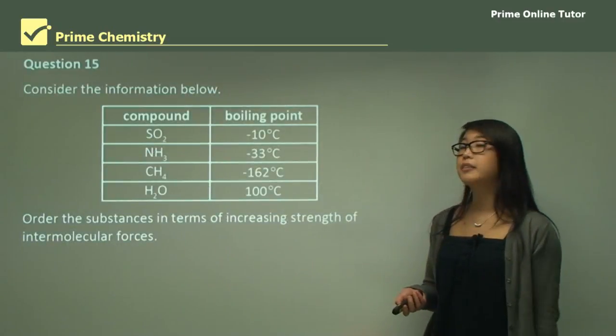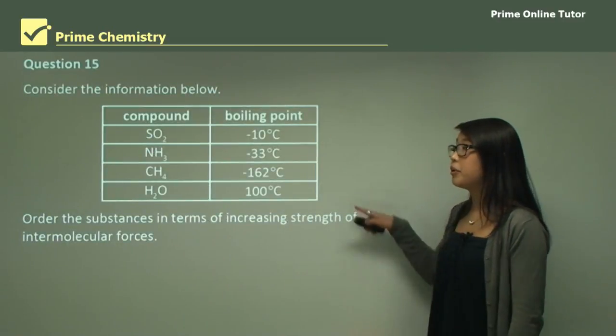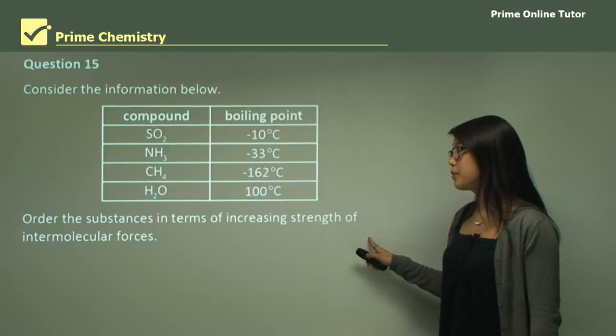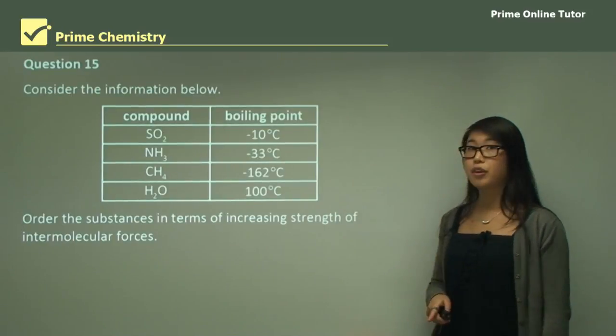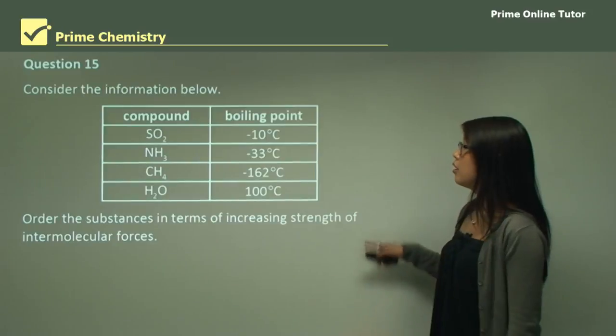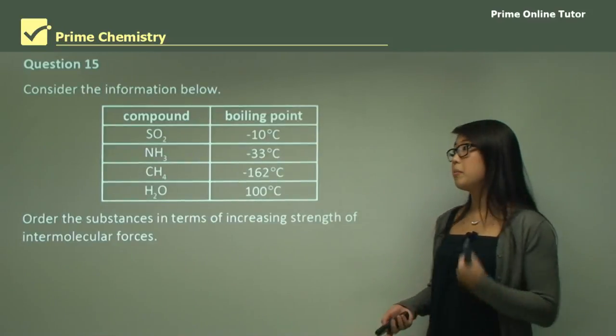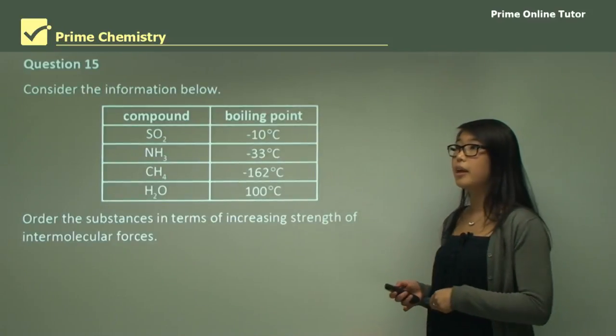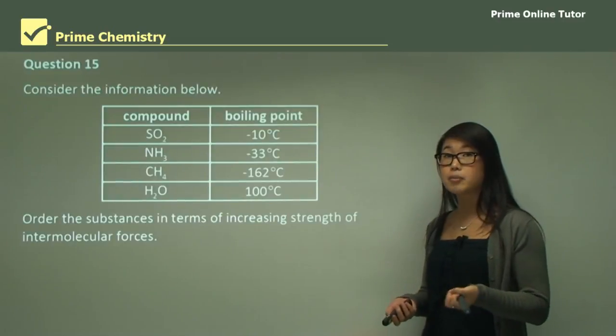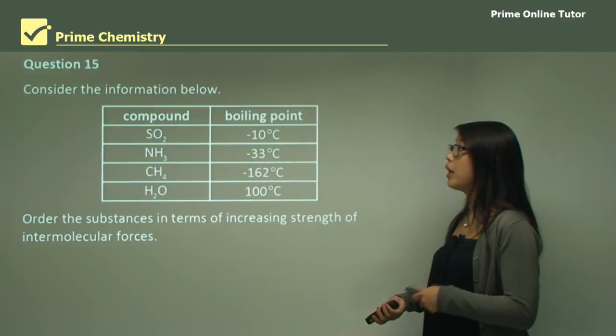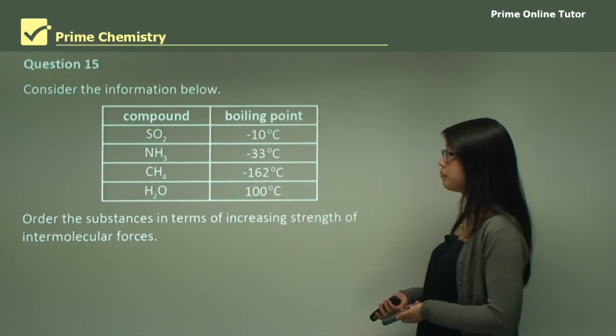So question 15, consider the information below in the table and order the substances in terms of increasing strength of the intermolecular forces. So intermolecular forces, remember, are the ones between molecules, and usually the trend is if we have high intermolecular forces, then we're going to have a higher boiling point.